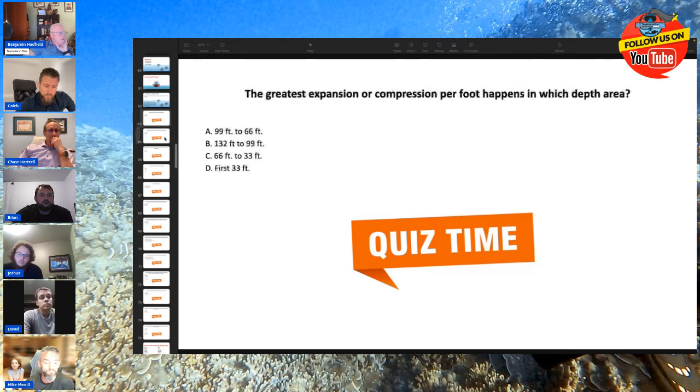Okay, next question. Let's just jump through the rest. I'm getting a little punch drunk here. This one's for Chase. The greatest expansion or compression per foot happens in which depth area? It's going to be the first 33 feet, where the contraction happens by half. Exactly. That's a great answer.